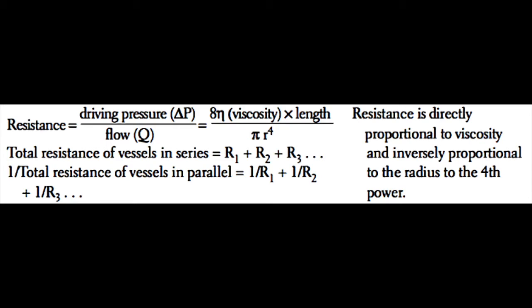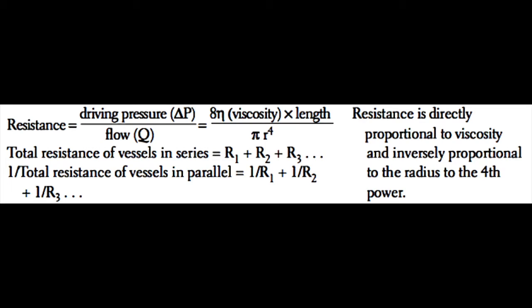As the blood vessel radius drops, there is a very, very large increase in resistance, and that relationship is to the fourth power. So if the radius of the blood vessel drops by 1/2, the resistance increases 16-fold, or 2 to the fourth power.